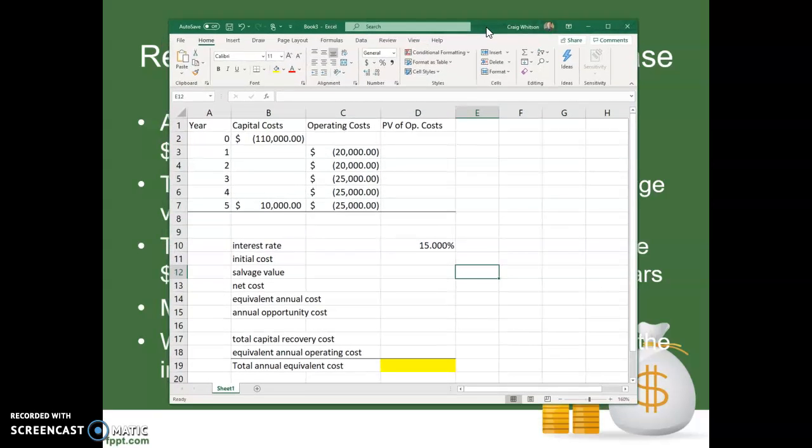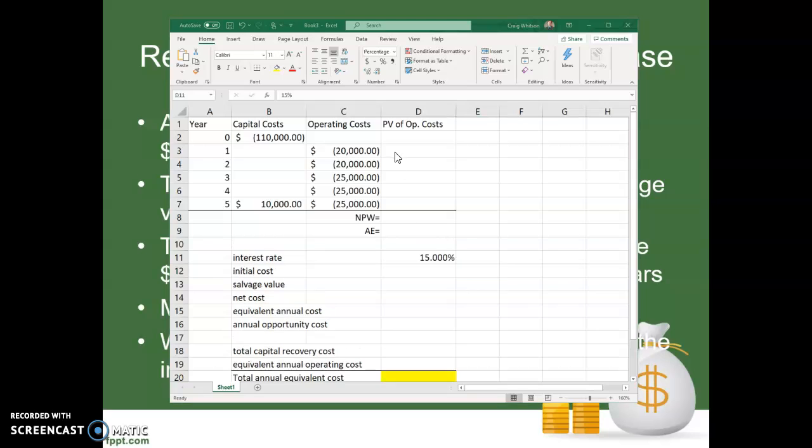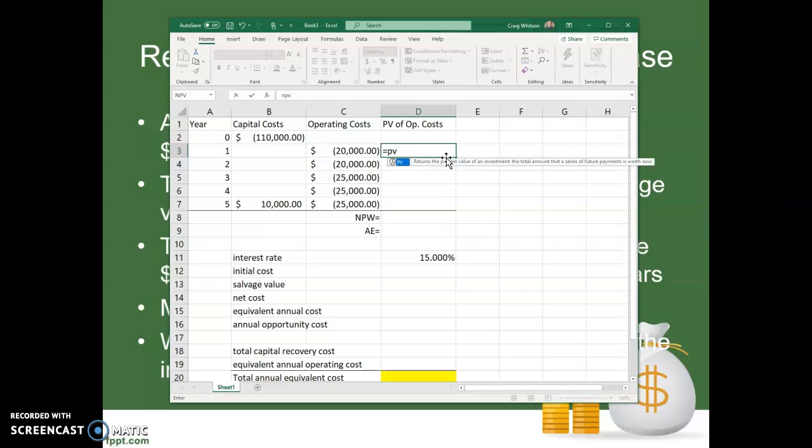But when we look at our operating costs, they change over time. And so we're going to want to find an annual equivalent to smooth out or even out these changing costs over time. So I'm going to write a function here that equals the present value of, and I'm going to use this 15% interest rate. Now I'm going to want to copy this down, and when I do that, I don't want the cell reference to this interest rate to change. So I'm going to put a dollar sign in there to lock that into row 11.